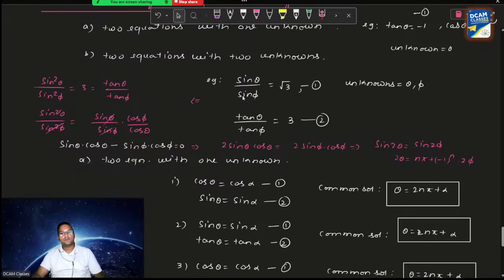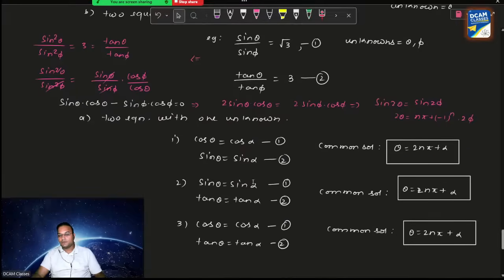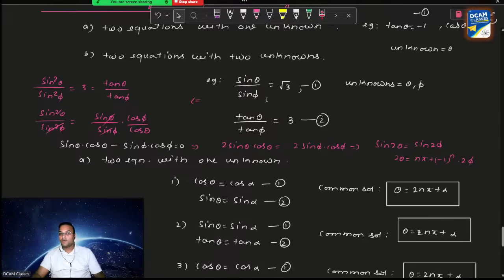For those, how you will solve, I have told you now. For two equations with one unknown, you have to convert the given equation into the forms that I have given, 1, 2, 3, and then accordingly find the answer. You have to write the general solution. For two equations with two unknowns, you have to solve each of equations 1 and 2, and then arrive at a solution which will relate both the angles theta and phi, like I have done in this case.